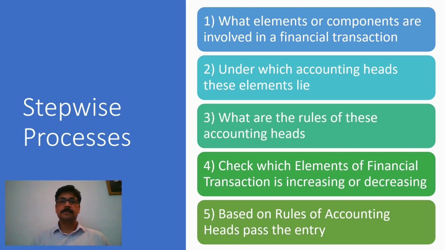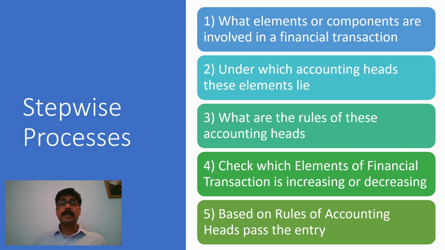Here are the 5 steps which I was talking about for concept clarity. The first step is: what elements or components are involved in a financial transaction? So we need to look at the different elements or components a financial transaction is made of. Then we need to check under which accounting heads these elements or components lie. Here I am referring to the accounting heads which are asset, liability, capital, revenue, expense or loss.